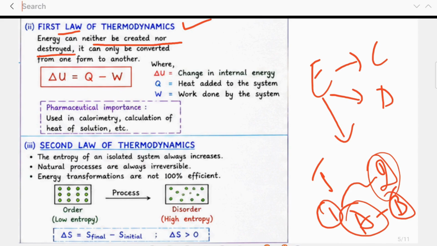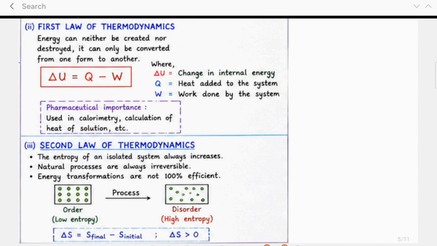Here we can represent it in the form of an equation, that is delta U is equal to Q minus W. Here delta U is the change in internal energy, Q is the heat added to the system, then W is the work done by the system. So what is the pharmaceutical relevance here? It is used in calorimetry, and it is used in calculation of heat of solution.